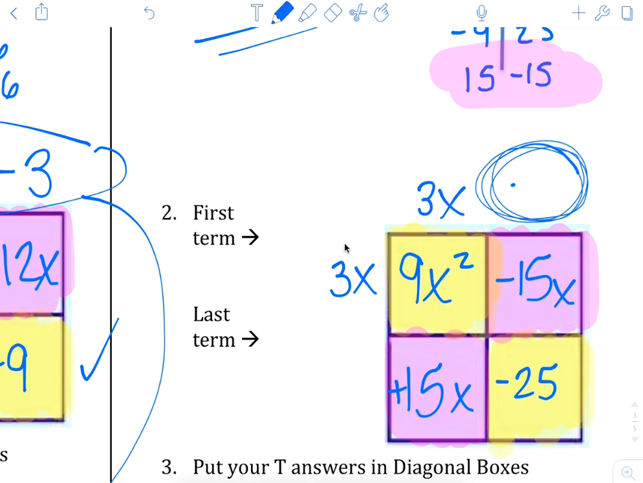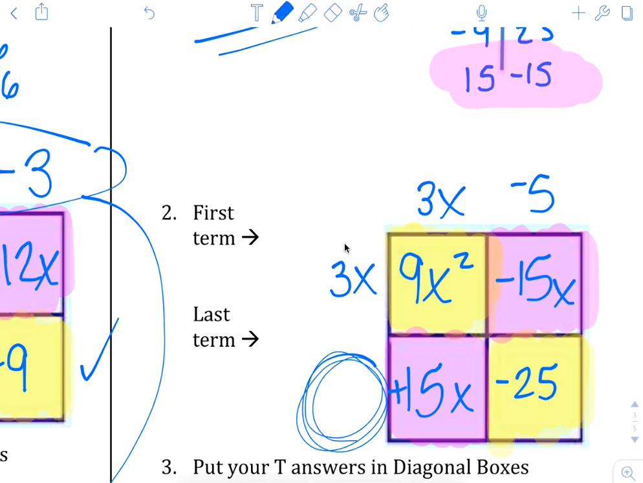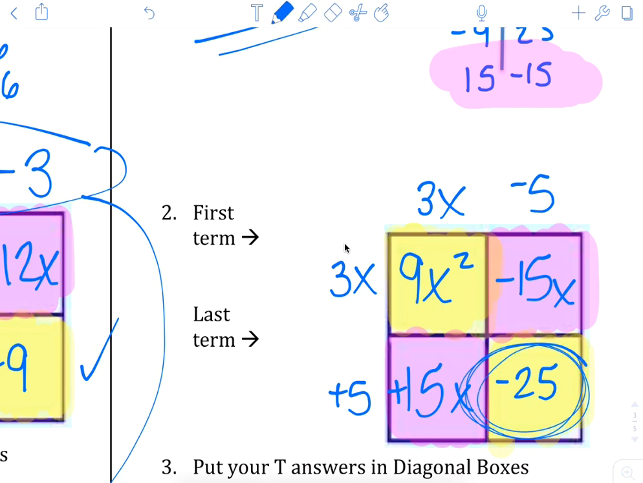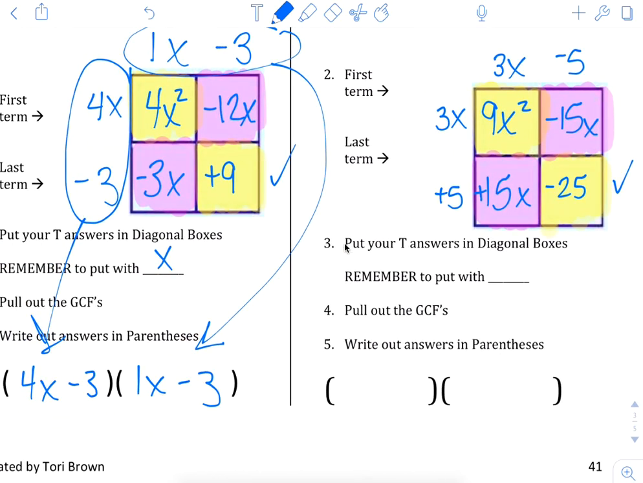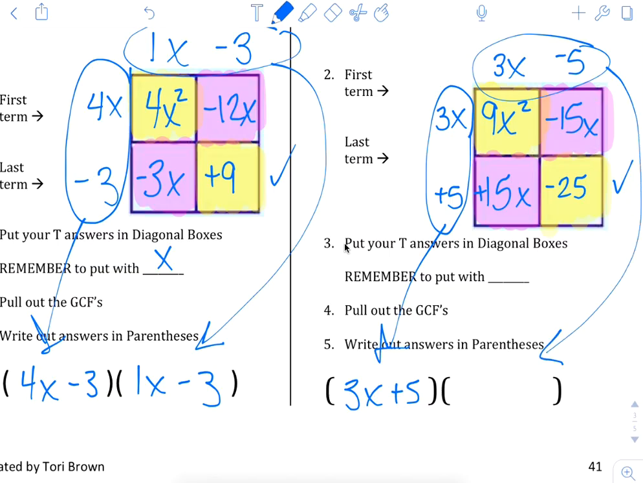3 would need a negative 5 to make a negative 15. 3 up top would need a positive 5 to make a positive 15x. So the last question is, does positive 5 and negative 5 make negative 25? And the answer is yes, that does work. Once I have my two pieces, we are ready to put them in parentheses. The left side goes in the first parenthesis. The right side goes in the right parenthesis.